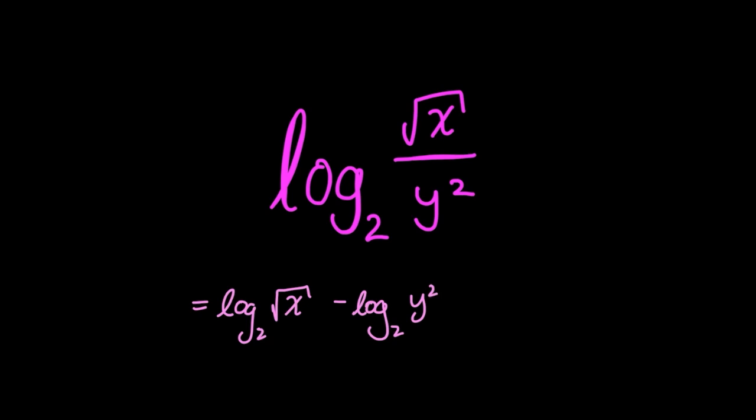Another way you could look at this as a product, using the product property, is the fact that y squared is in the denominator, so you could rewrite that as the square root of x times y to the power of negative 2.